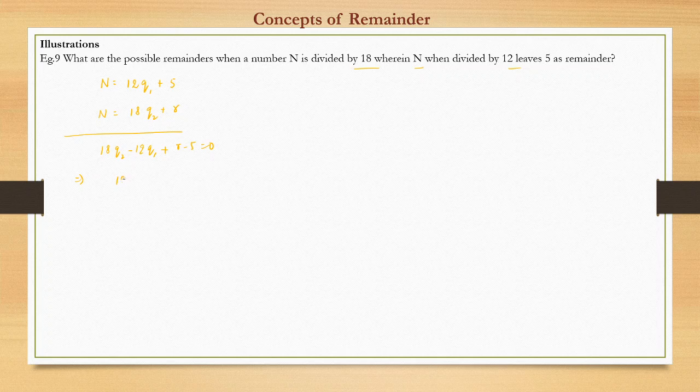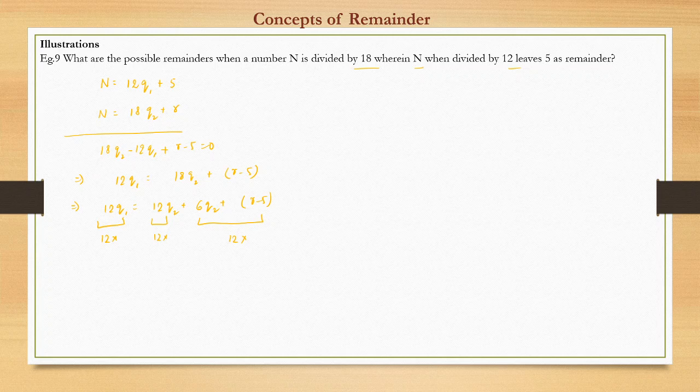So we can write 12q1 as nothing but 18q2 plus r minus 5. So this we can write as 12q1 is nothing but 12q2 plus 6q2 plus r minus 5. I have broken 18 into 12 plus 6. Now what is this? LHS is a multiple of 12, so RHS must also be a multiple of 12. So this term should also be a multiple of 12, right? For LHS to be equal to RHS, this should hold. So now what we know is 6q2 plus r minus 5 must be a multiple of 12.